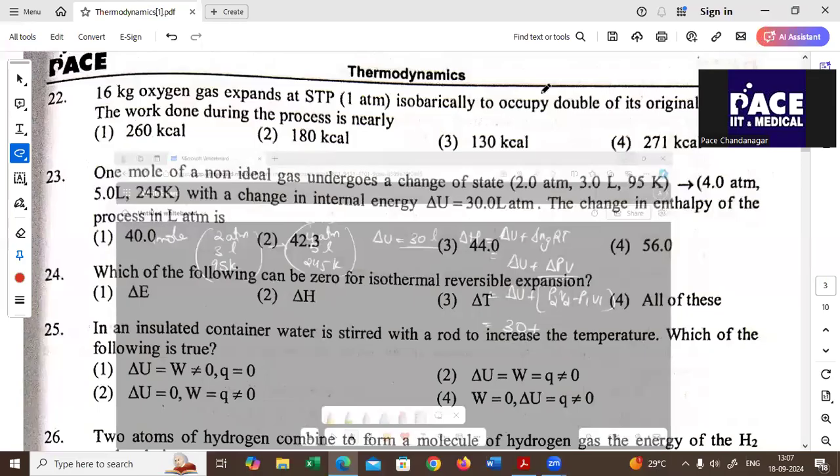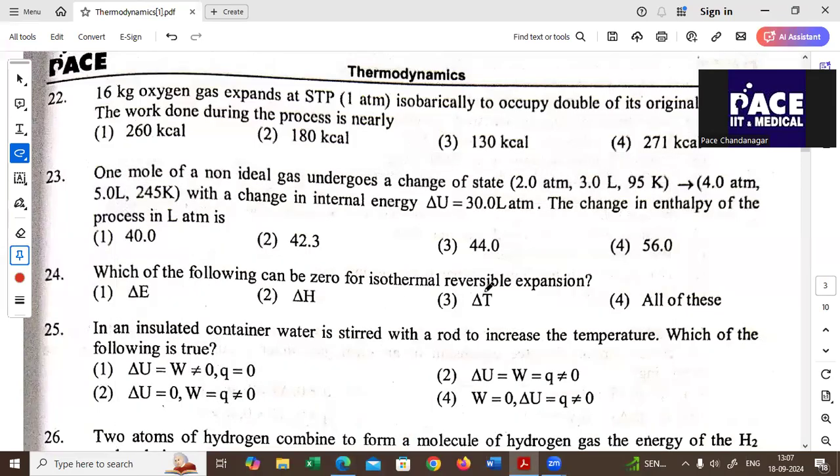Next. Which of the following can be 0 for isothermal reversible expansion? Isothermal reversible expansion, delta E is 0, yes. It is isothermal, so temperature change should not be there, which means delta E is equal to 0, and there is no change in the heat content also. So isothermal reversible, everything is right. Please write it down separately. Isothermal reversible, delta E is equal to 0, or you can write it as delta U is 0, anything is fine. Delta U is 0, and then your delta H is 0.